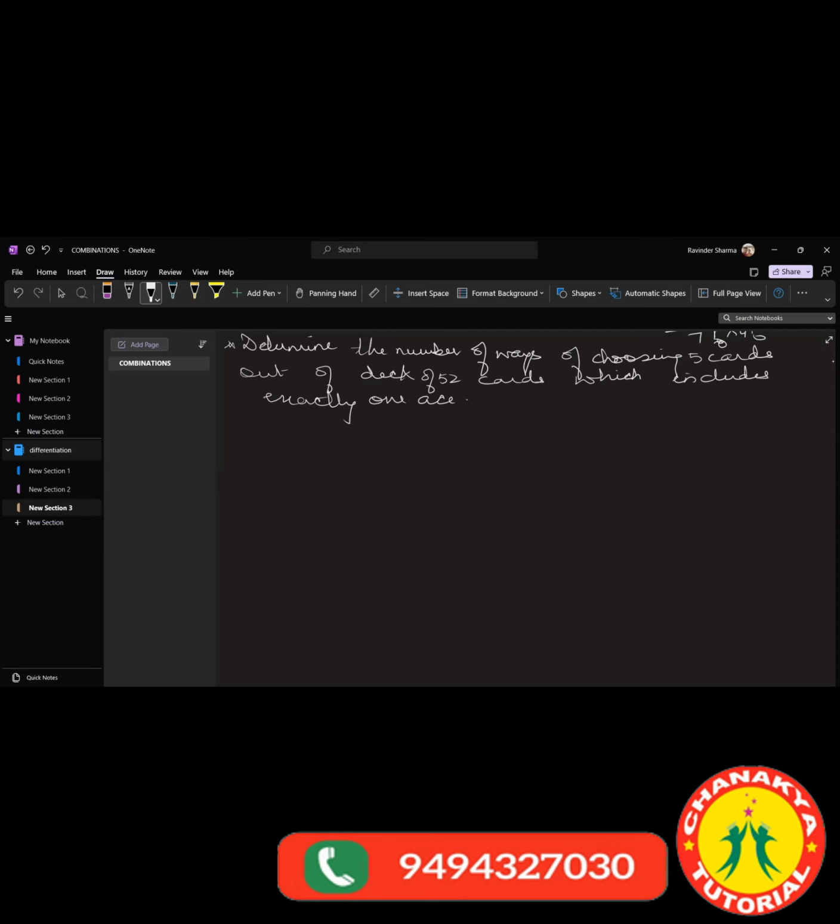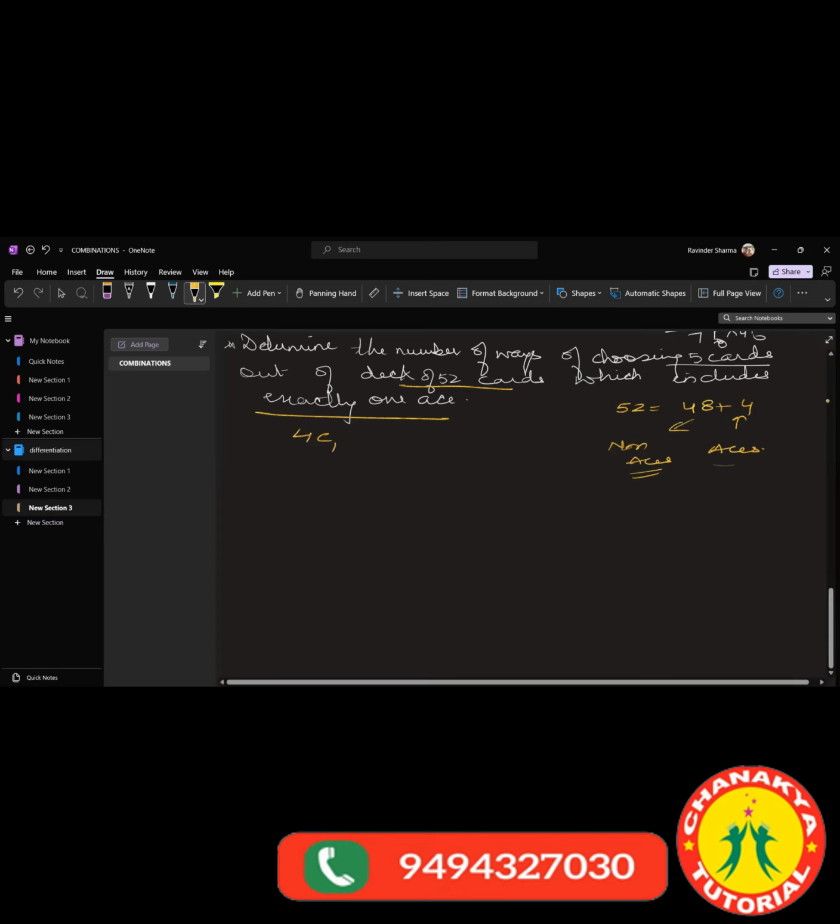Okay, good. See, determine the number of ways of choosing 5 cards. We have to choose 5 cards out of 52 cards. We know that 52 cards are a combination of 48 plus 4. So 4 aces are there and 48 are non-aces. Since it says exactly 1 ace, from the 4 aces it will be 4C1. Now we have to select 4 more, and the rest cards are 48, so 48C4. Right, beta? Yes, ma'am.